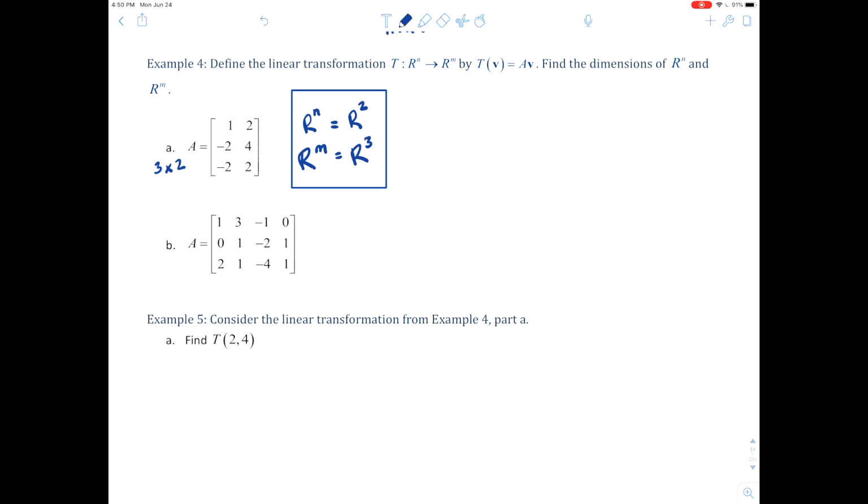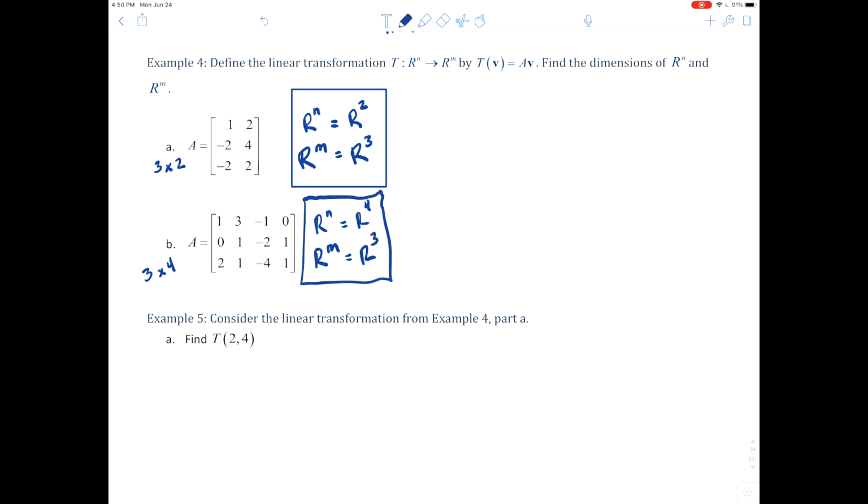All right, so what about this next one? A has dimensions what? Awesome, 3 by 4. So what is our Rn? Equals R4, awesome. And then Rm is equal to R3, very good. So your transformation in this case would be going from R4 to R3.